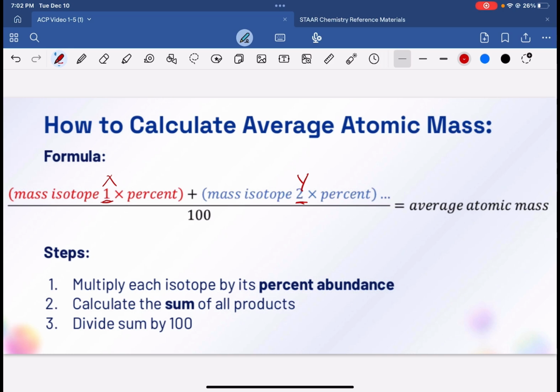If you were to have a third or a fourth isotope, you would simply repeat this part of the equation and change it to mass for isotope 3 times the percent, mass of isotope 4 times that percent. The biggest thing is to make sure that you divide by 100 once you get your number that goes at the top of your fraction, and that will give you your average atomic mass, what we are looking for in this problem today. So you're going to multiply each isotope by its percent abundance and then calculate the sum of all products and then divide the sums by 100. So let's go ahead and do that.